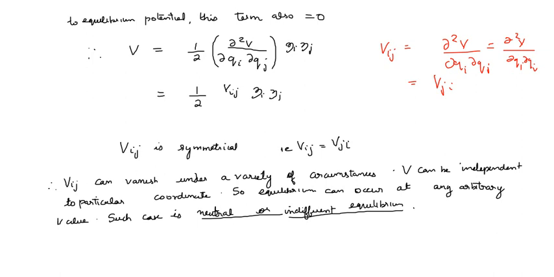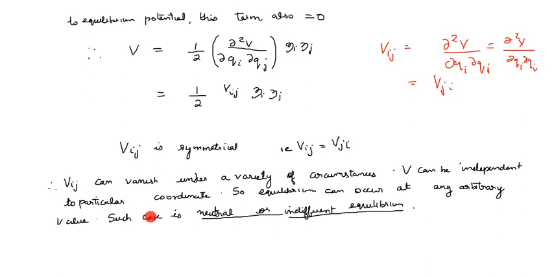Now the function vij can vanish under variety of circumstances. ഈ vij എപ്പോഴൊക്കെയാണ് സീറോ ആകുന്നത്? If vij is not function of qi, qi യുടെ ഫംഗ്ഷൻ അല്ല vij എങ്കിൽ ഈ വാല്യൂ ഡിഫറൻഷിയേറ്റ് ചെയ്യുമ്പോൾ നമുക്ക് സീറോ ആയി കിട്ടും. v becomes zero because vij is not function of a coordinate. v സീറോ ആകുന്ന കേസാണ് ഇക്വിലിബ്രിയം എന്ന് പറയുന്നത്. In this case we can write, if v is not function of a coordinate then v is zero.